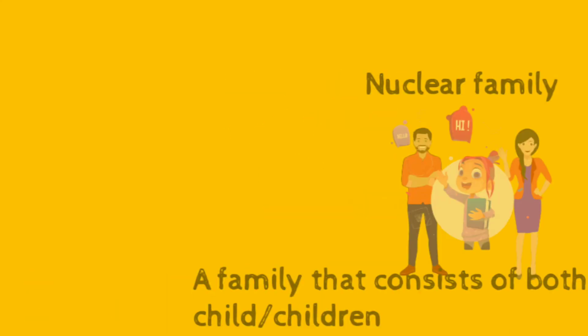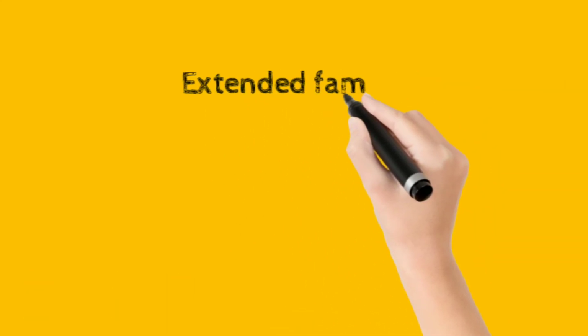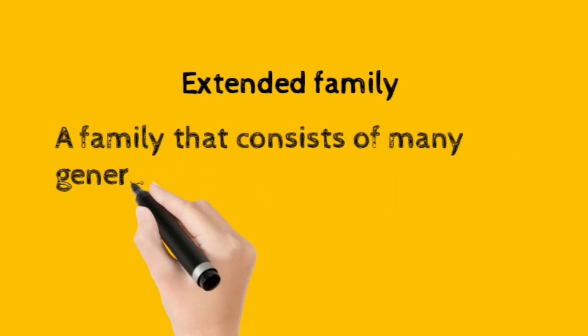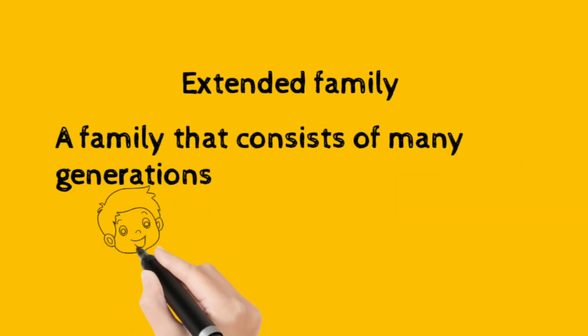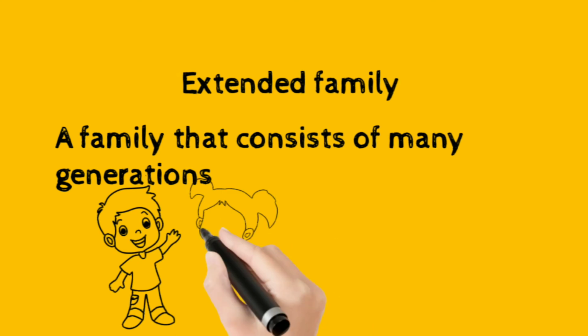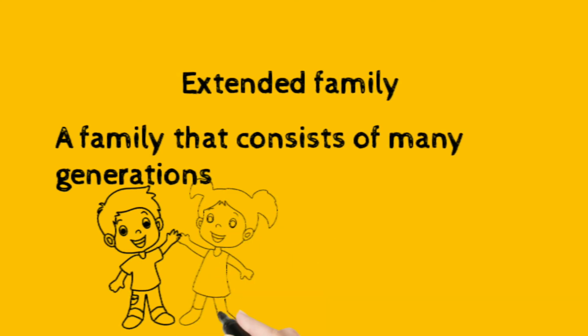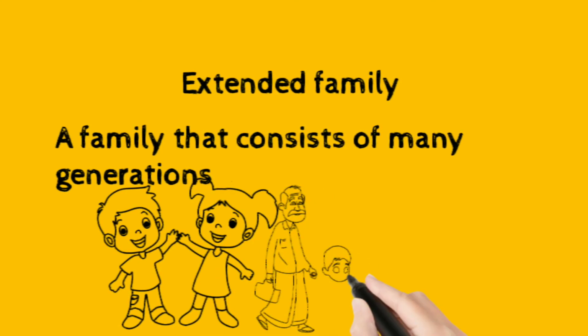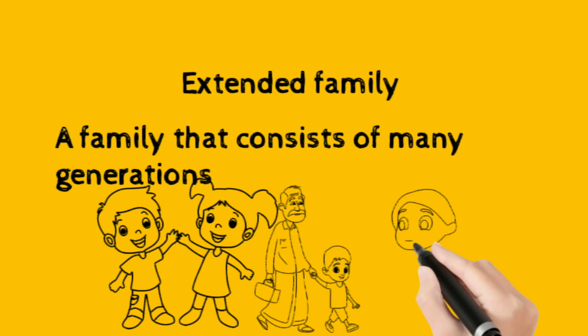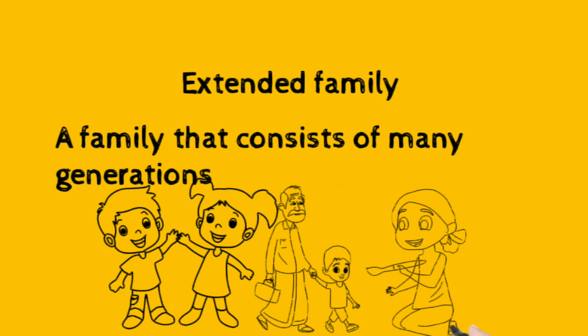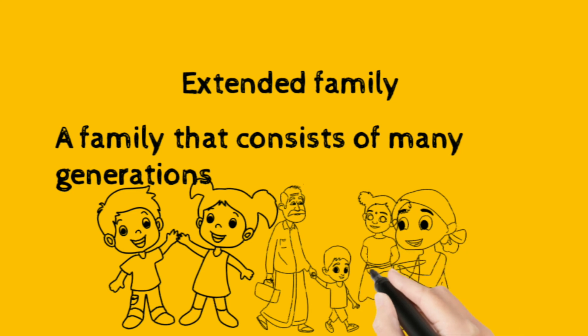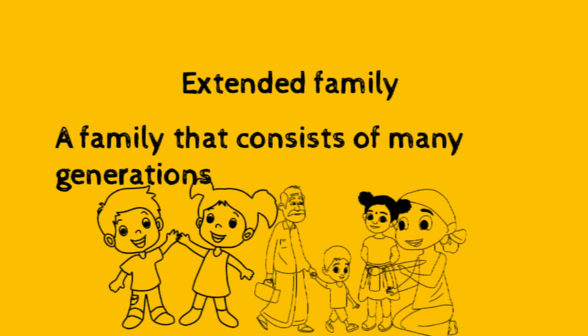Now the extended family now is one that consists of many different generations. It is usually a very large family, right? Now this family is usually the family that consists of grandparents, parents sometimes, uncles, aunts, cousins, and so on and so forth, right? So this family type, as I said, is one that consists of many different generations, and it is usually the larger type of family.